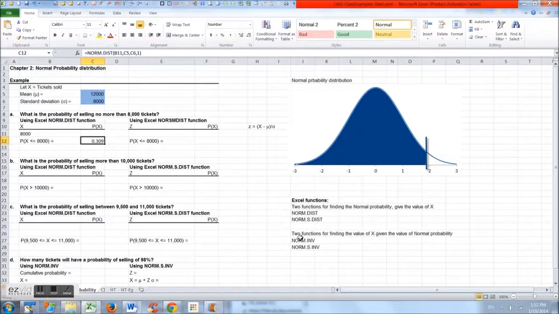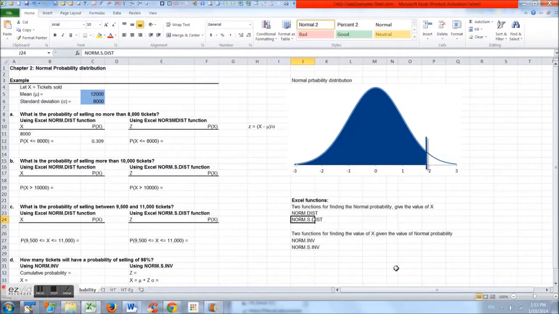Now that is using the first function, norm.dist, where we give the value of x, value of mean mu, and value of sigma, and out comes the probability. The second way that we can accomplish the same result is to first convert the x into z. You have done this in your stat classes, and we use this formula for converting x into z.